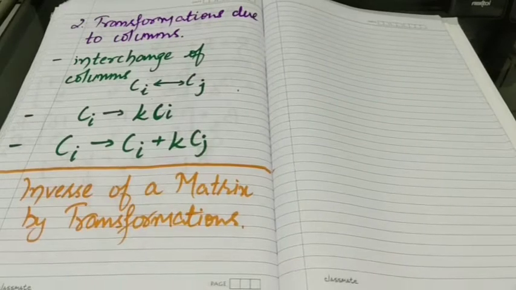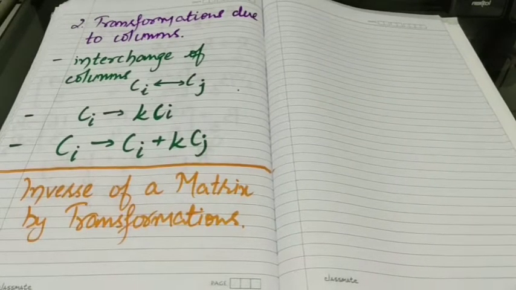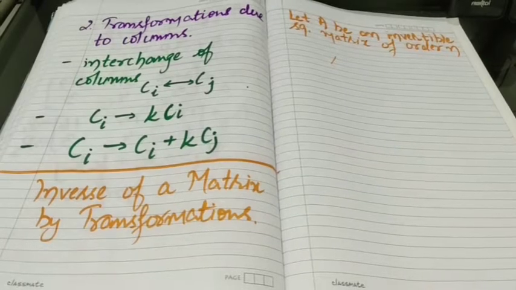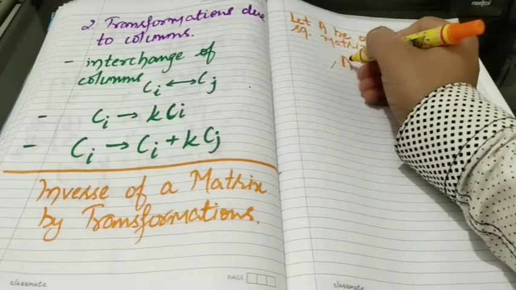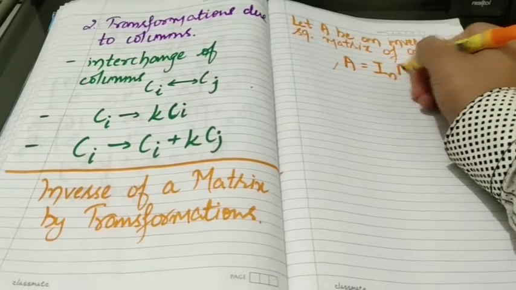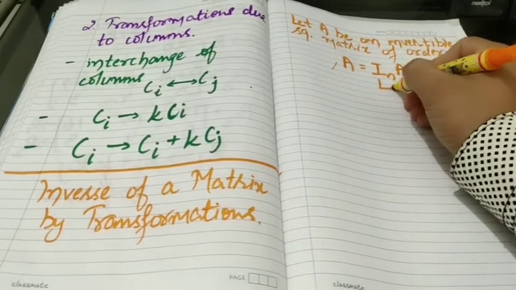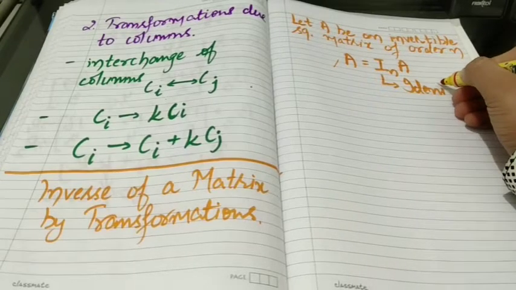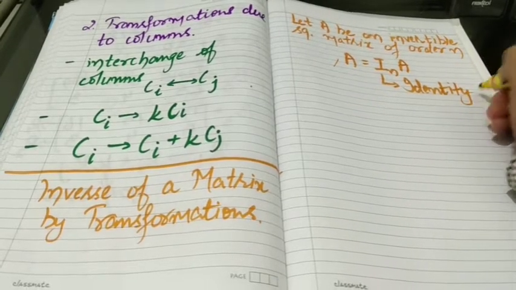Now let us see how the inverse of a matrix can be found by using transformations. And let us start with transformations along a row. Let A be an invertible square matrix of the order n. Then we can write A equals In into A, where I is the identity matrix of the same order.